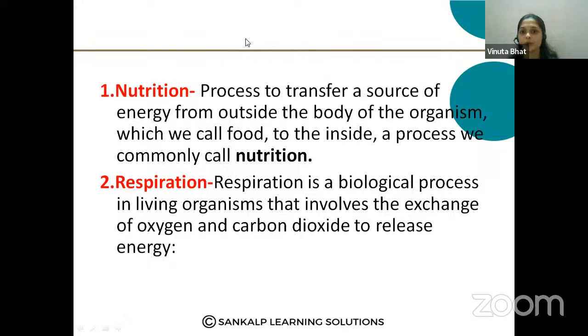It is the process of transfer of source of energy from outside the body of organism to the inside the body. Okay. So for example, we are performing many activities in our day to day life.